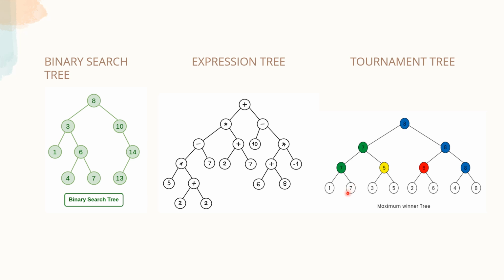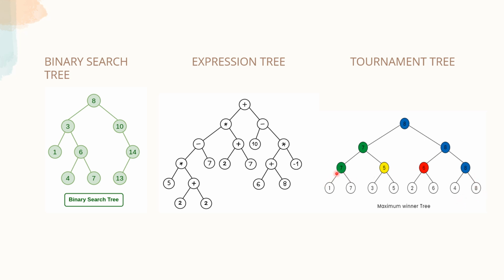Tournament tree: leaf nodes represent players, and here you take 1, 7, 3, 5, 2, 6, 4 and 8 as players. This is a maximum winner tournament tree. So 1 and 7 is concerned, 7 is the maximum number, so 7 wins. 3 and 5 is concerned, 5 is the greater number, 5 wins. And similarly 2 and 6 is concerned, 6 is the winner. 4 and 8 is concerned, 8 is the winner.